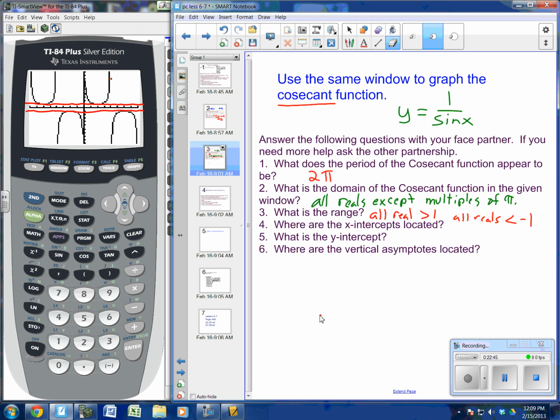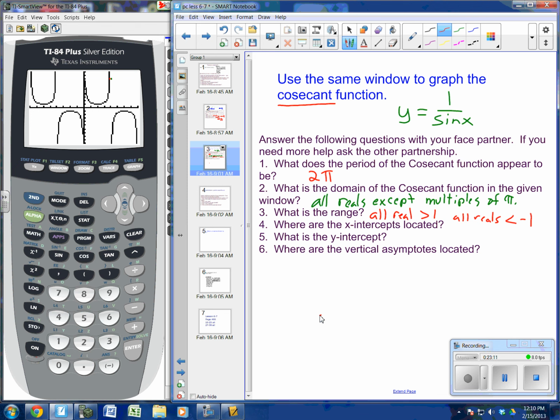See, there's no part of the graph that exists between -1 and 1. All reals less than -1, and all reals greater than 1. Because it only exists from 1 and up, that's greater than 1, and -1 and down, that's less than -1. Got it? Okay, number 4.